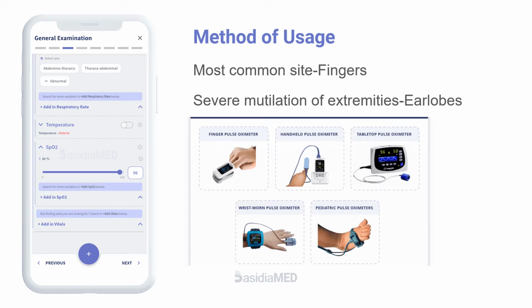The preferred site of usage is the fingers. In pediatric patients, it is strapped onto the toes. Usage of pulse oximeters on the earlobes is unreliable. In cases of severe mutilation of the extremities, it can be considered.